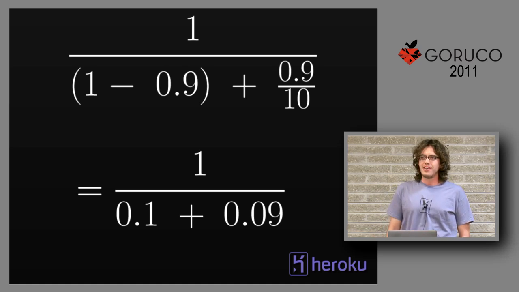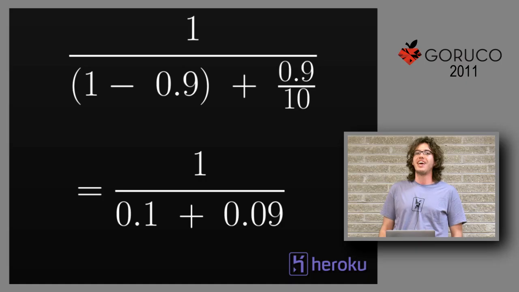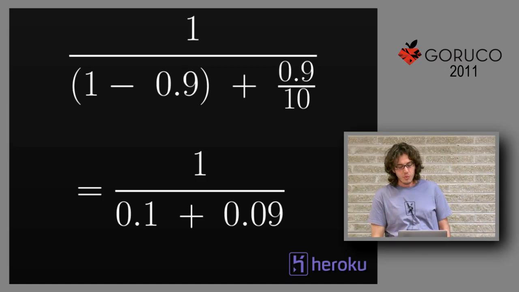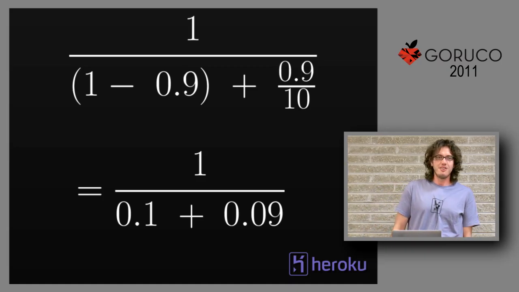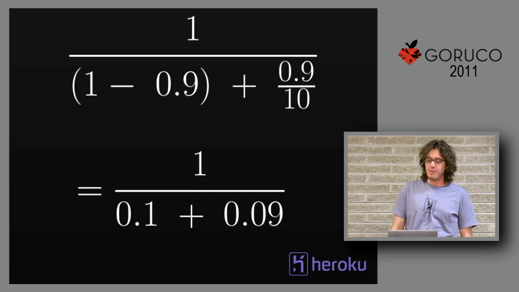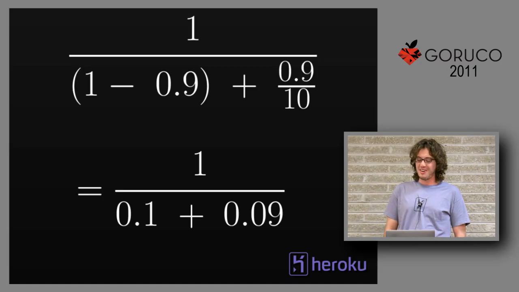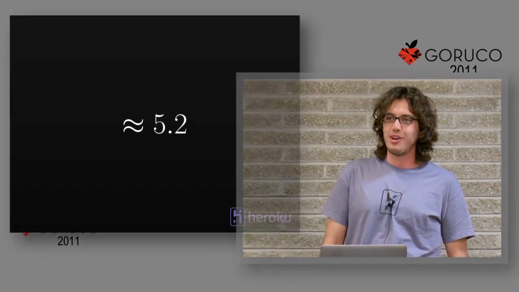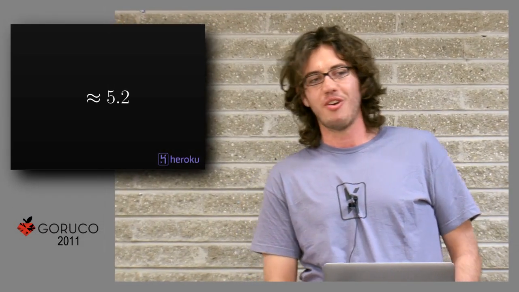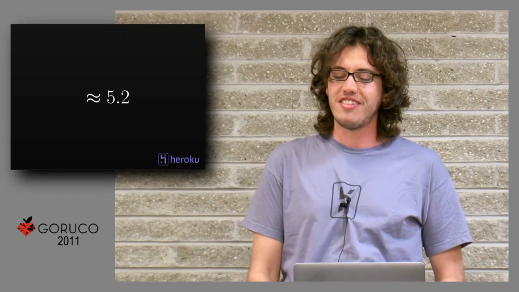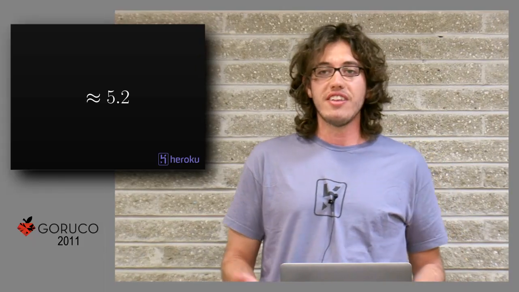On Heroku's platform, let's say you have 10 dynos, or 10 thin processes running your application. If we simplify, we get this expression, and if you do the division, you get a really shocking number. Remember, we have 10 processes. It should be a wonderful number, but in fact, it's only 5.2. So this is no good. We have 10 processors, but we only saw a speedup of 5.